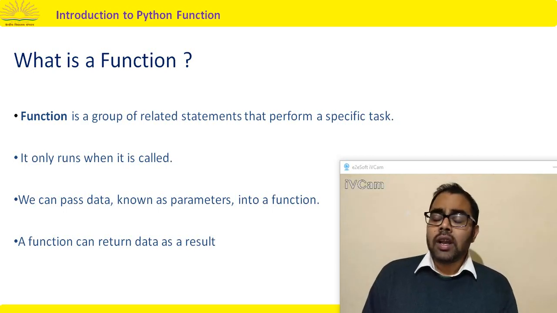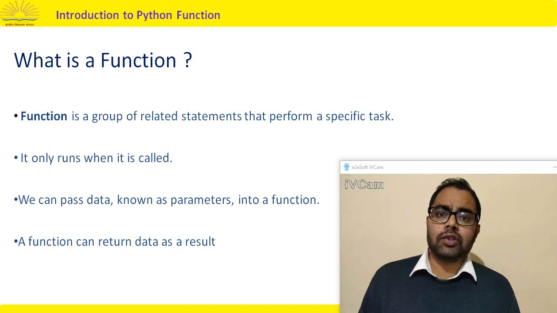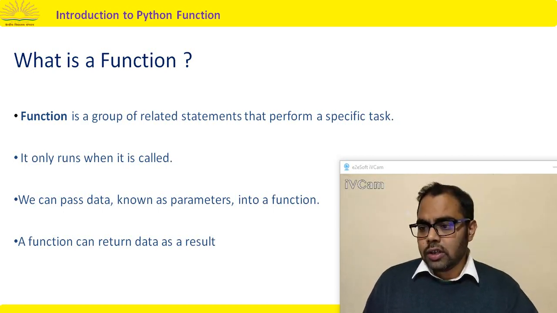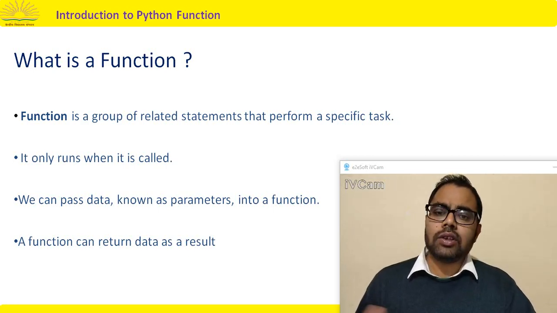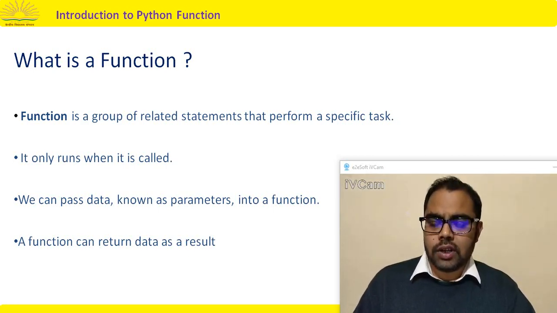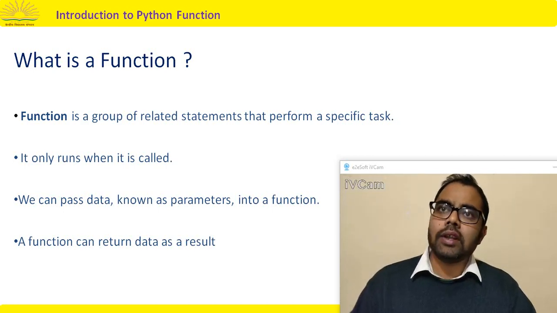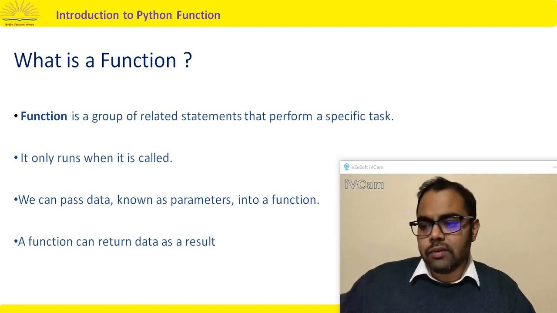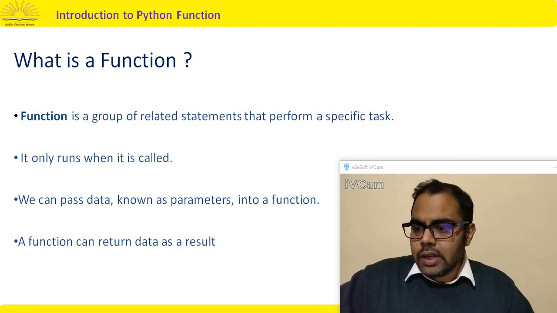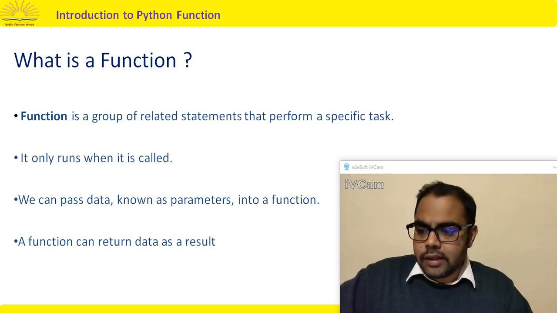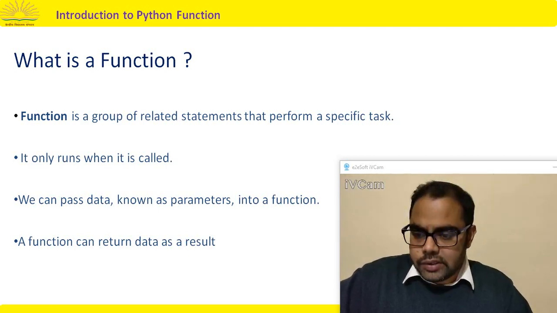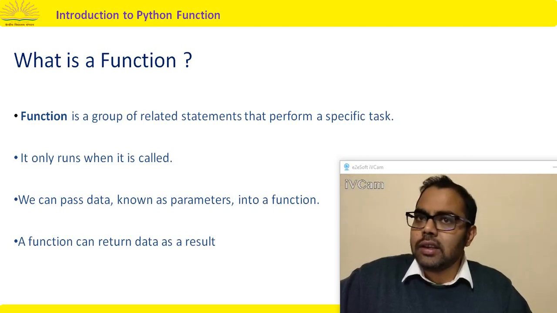You should remember that a function is only executed when it is called. You can see here it only runs when it is called. So to execute a function you need to call the function. If you only define the function without calling it, whatever code is inside the function will not be executed. Now to functions we can pass data and also return data. When we pass data to a function, the data can be a string, a tuple, a dictionary, anything you can pass as parameters. Those things are known as parameters.